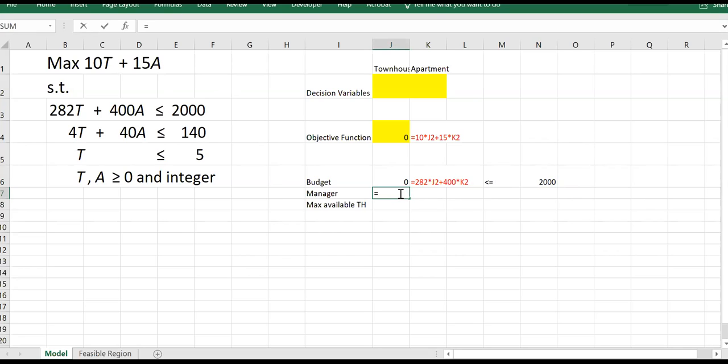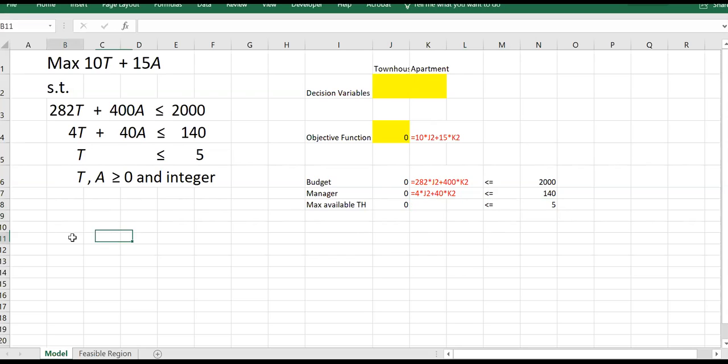So the manager time, 4 times the number of townhouses plus 40 times the number of apartments, should be less than or equal to 140. And then we know that the number of townhouses should be less than or equal to 5. All right, so this is the spreadsheet model. We have an integer constraint for both of our decision variables.